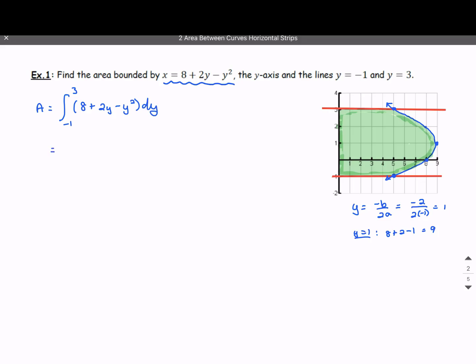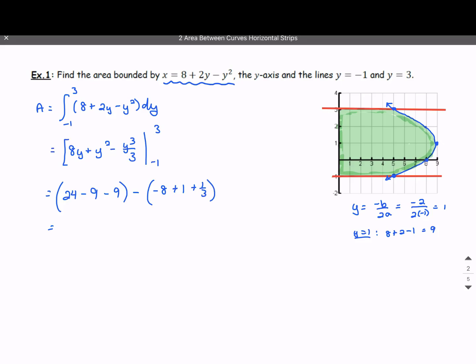And now we're going to take the antiderivative. Antiderivative of 8 is 8y. Antiderivative of 2y is y squared, minus antiderivative of y squared is y cubed over 3, evaluated from -1 to 3. We substitute the 3 in first. 8 times 3 is 24, minus 3 squared is 9, minus 3 cubed divided by 3 is 3 squared, which is 9, minus, open parentheses, 8 times -1 is -8. -1 squared is +1. -1 cubed is -1. So 2 negatives make a positive, 1/3.